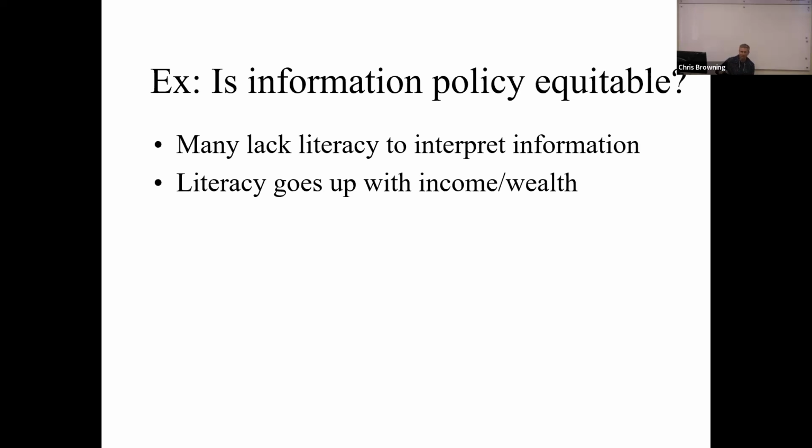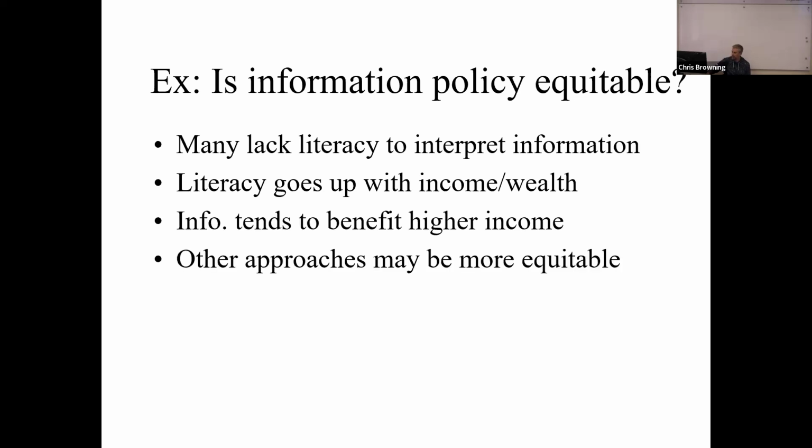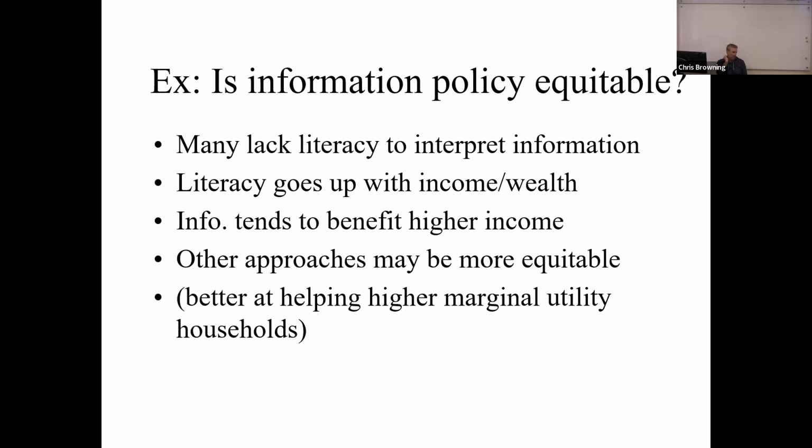Information policy is far more likely to benefit the more sophisticated. Okay, so this is actually an example of efficient policy. I am going to produce information policy to benefit the most sophisticated so that they can make more informed decisions and advance the economy through increased resources in that economy. Okay, but it's not equitable, more likely than not. Okay, we may have better approaches to equity with less resourced, higher marginal utility households.